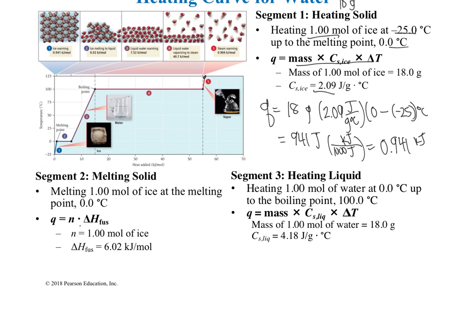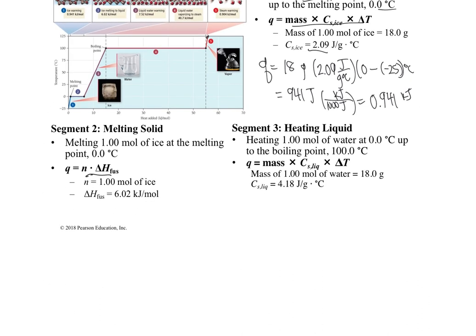So I'm going to use my n times delta H fusion. Delta H fusion for ice is 6.02 kilojoules per mole. So I'll plug into that. Q equals n, 1 mole in this case, times 6.02 kilojoules per mole. And that gives me 6.02 kilojoules.